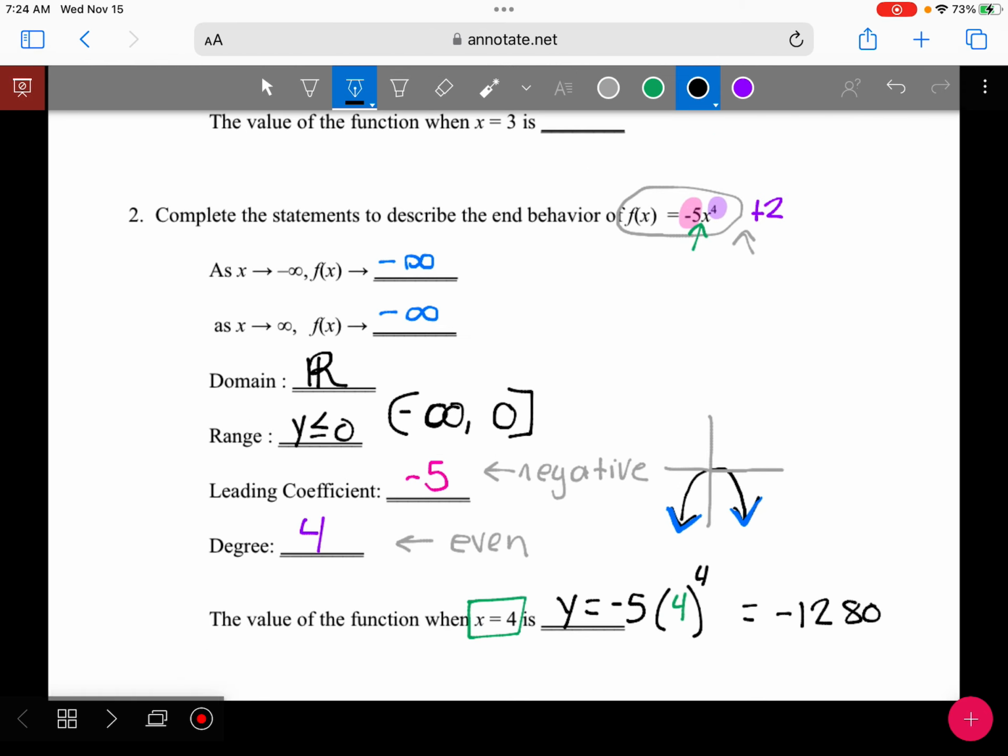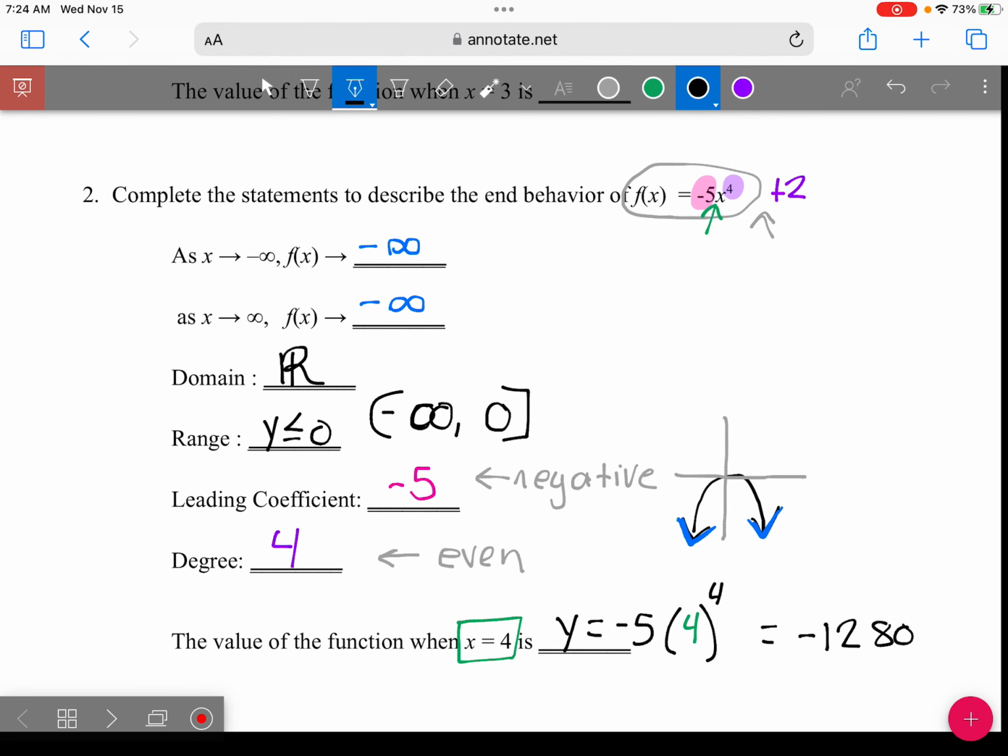Questions on that one? I'm just getting the vibe on the domain and range. It's not going to be super specific. We don't have anything added on the end, so it's always going to be a 0 over here. If there's nothing added on the end, it's a 0 as your y-intercept.